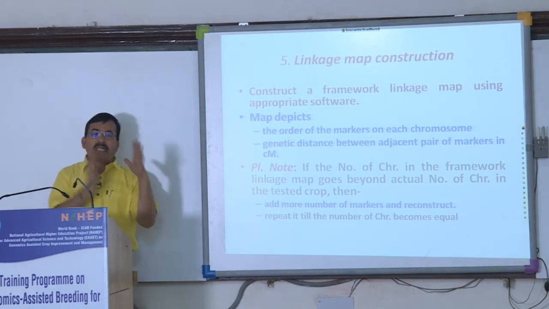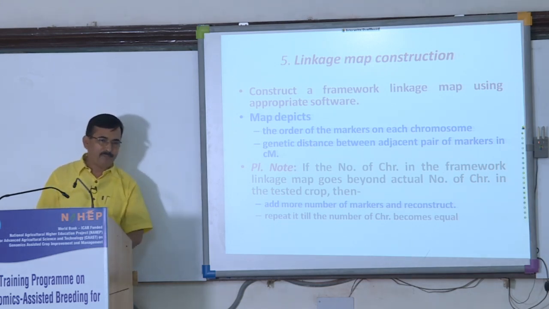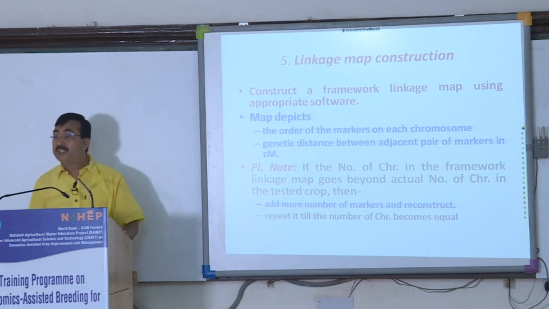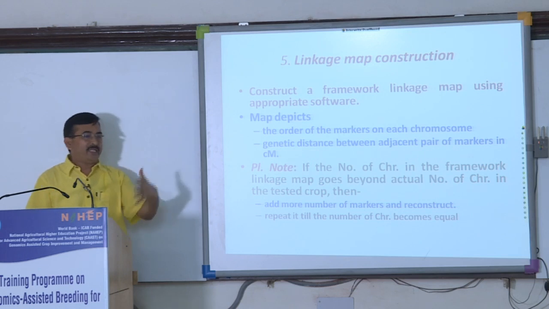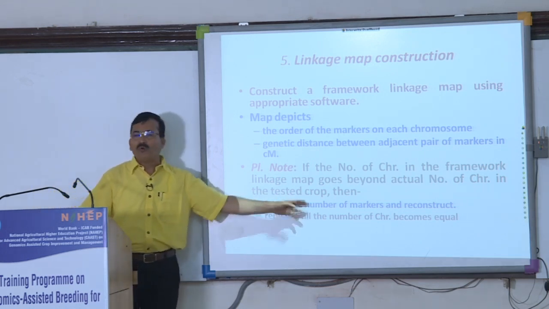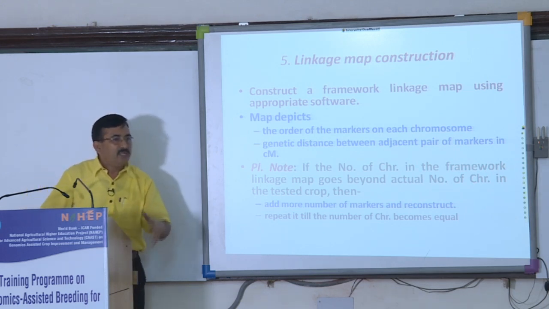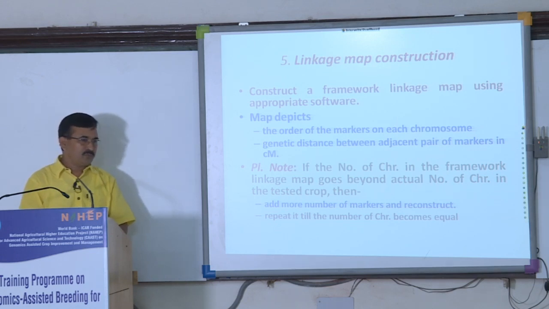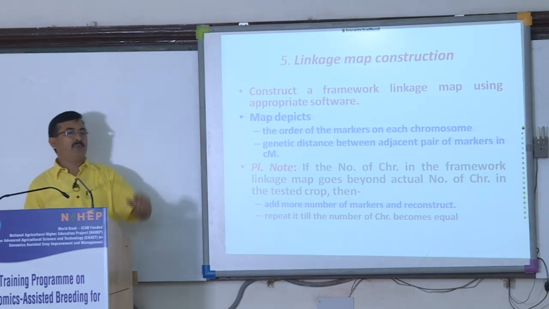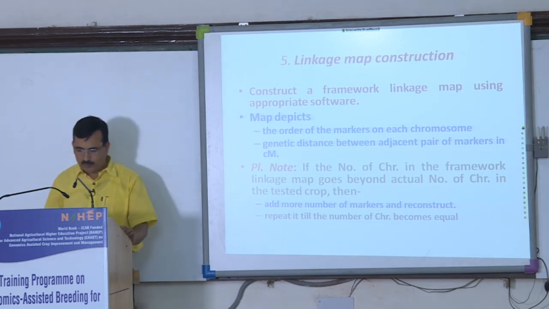Because what are the data you are giving, with that permutation combination, it is preparing the linkage map. In certain situations, it may go up. What you will do now? To avoid that situation, you add some more markers and repeat the things. You repeat it until you get the exact number of chromosomes in this map and the actual number of chromosomes in the particular crop. Okay? This is easy, you can do it, no problem.